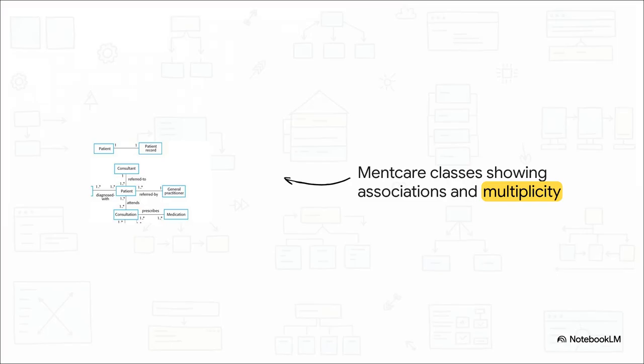To really picture this, let's look at the MentCare system from your textbook. Notice the patient class linked to a patient record class. See the number 1 at both ends of that line? That's a one-to-one multiplicity. One patient has exactly one record. Simple enough, right? But now look below that, at the link between patient and consultation. On the patient side, it says 1, but over on the consultation side, it says 1 asterisk. That asterisk means many. So this is a one-to-many relationship. One patient can attend many consultations over time. Grasping this concept is absolutely fundamental to drawing accurate structural models.